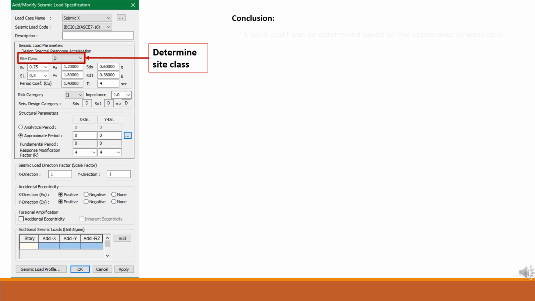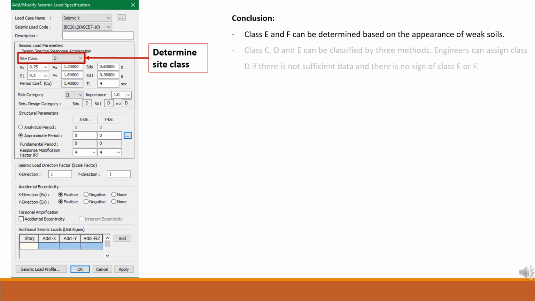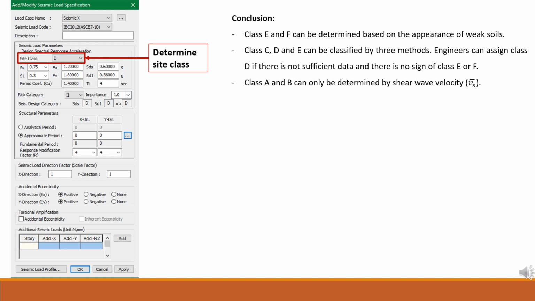Conclusion: Class E and F can be determined based on the appearance of weak soils. Class C, D, and E can be classified by 3 methods. Engineer can assign Class D if there is not sufficient data and there is no sign of Class E or F. Class A and B can only be determined by shear wave velocity. The limit values for classification are summarized as follows.